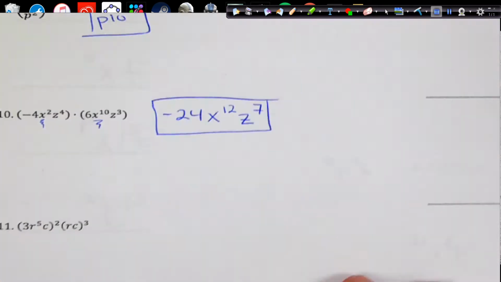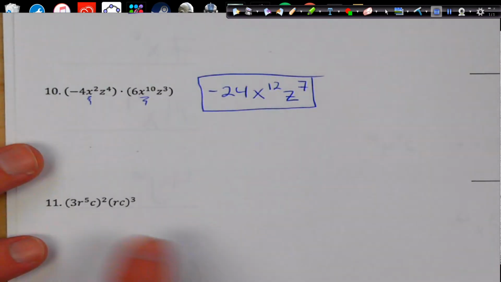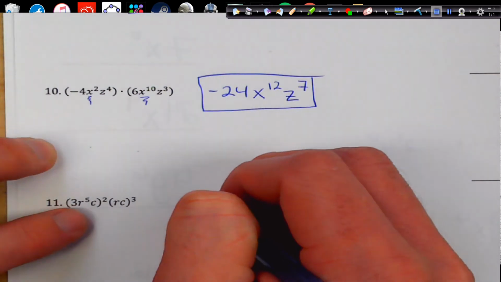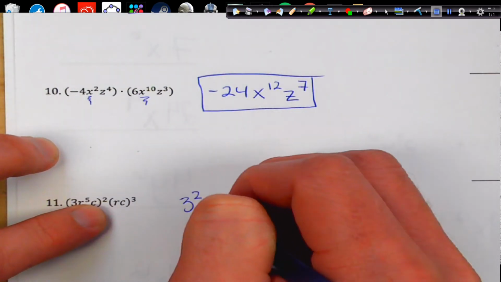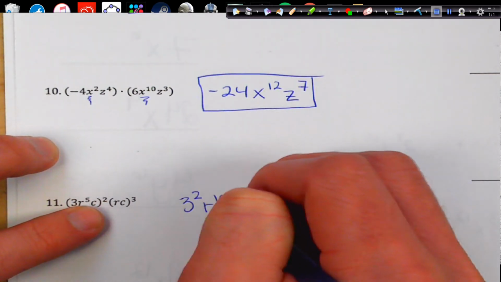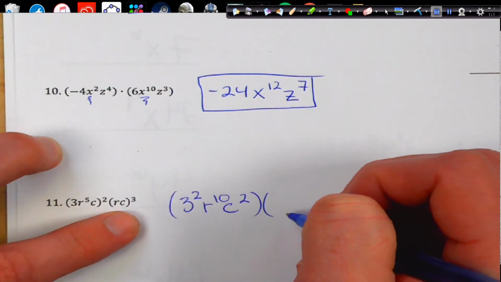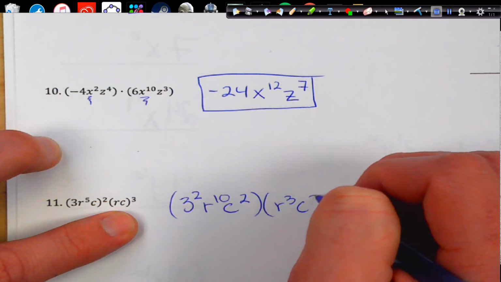I'm going to zoom in just a bit. Number 11, we have to deal with the powers first. So I'm going to get 3 squared. 5 squared is going to be multiplication. And then c squared. And then we're going to deal with r to the 3rd, c to the 3rd.